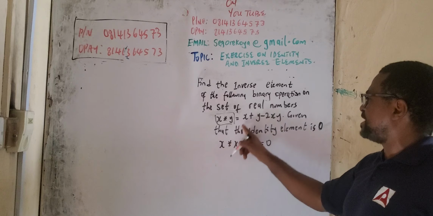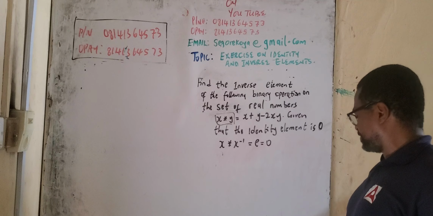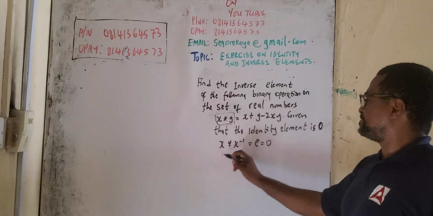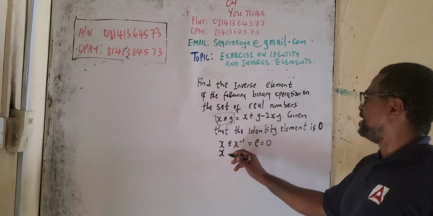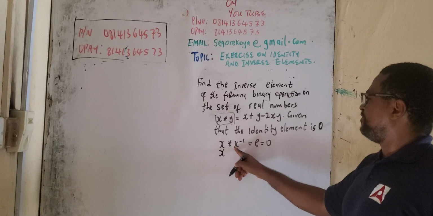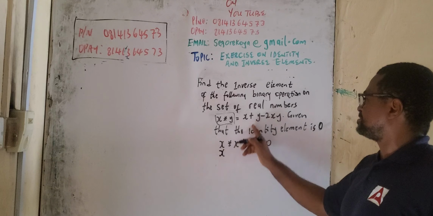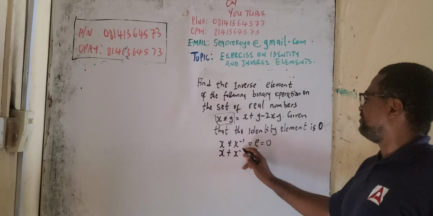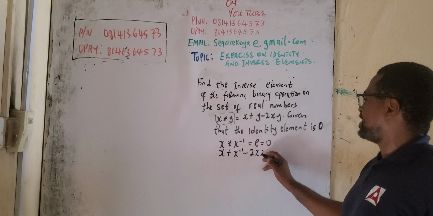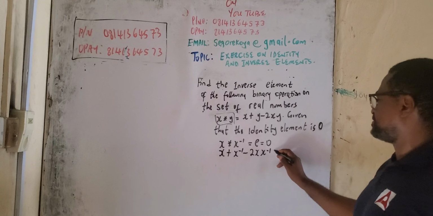So I can rewrite this, x still goes with x, and anywhere you see y, you put its inverse. So it's going to be x plus x inverse, then minus 2x times x inverse. Everything is said to be equal to the identity element, which is 0.